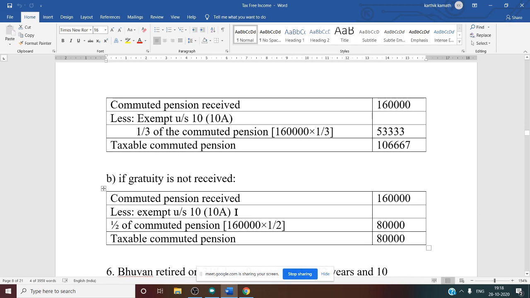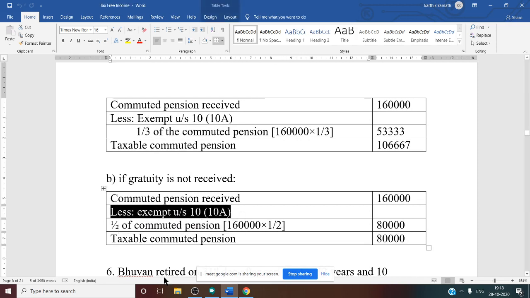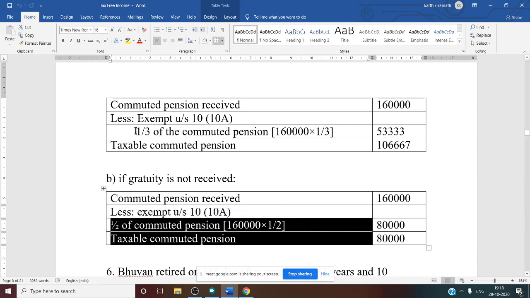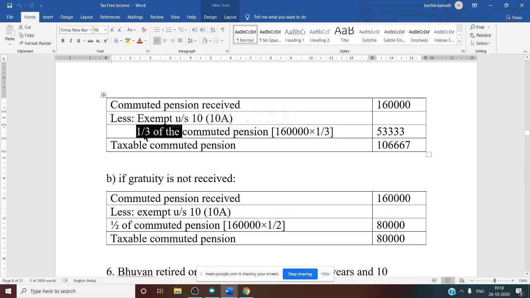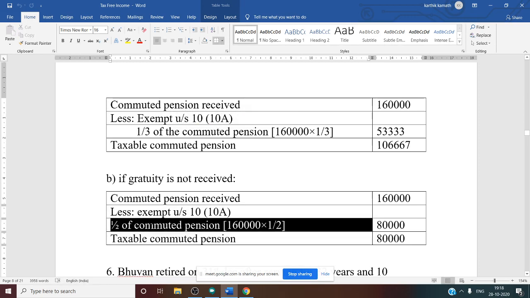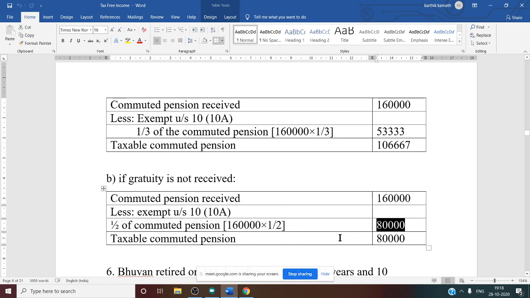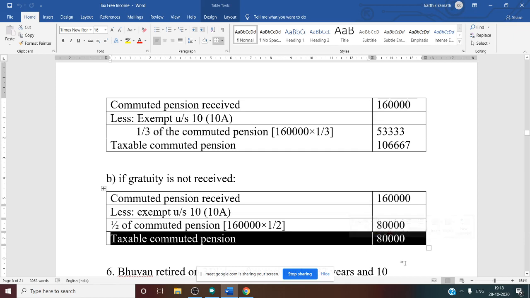So, less exempt under section 10 clause 10A. Whenever he is not receiving the gratuity, what is the rule? One-half. When receiving the gratuity, one-third. You should remember this: one-third when he receives the gratuity, one-half when he doesn't receive the gratuity. So one-half of the commuted pension, that is 1,60,000 into 1/2 or 50%, you will get 80,000. 80,000 is exempt. What about the remaining? The remaining half is taxable. That is, 80,000 is the taxable commuted pension.